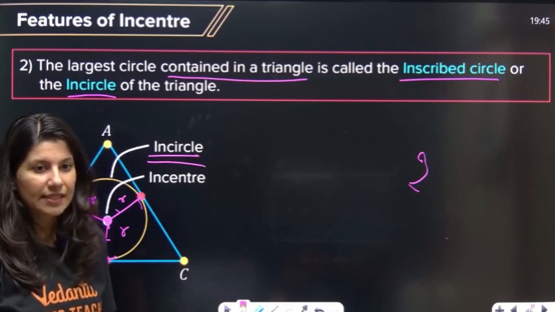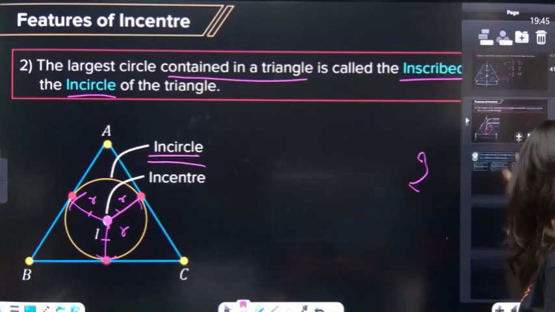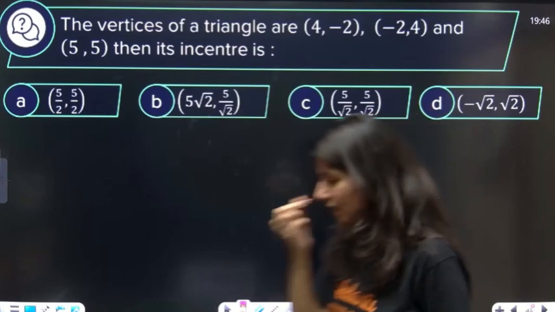Compass. Yes. Chalo, let's do one question. How many of you are question ready? Let me know. Are you question ready?